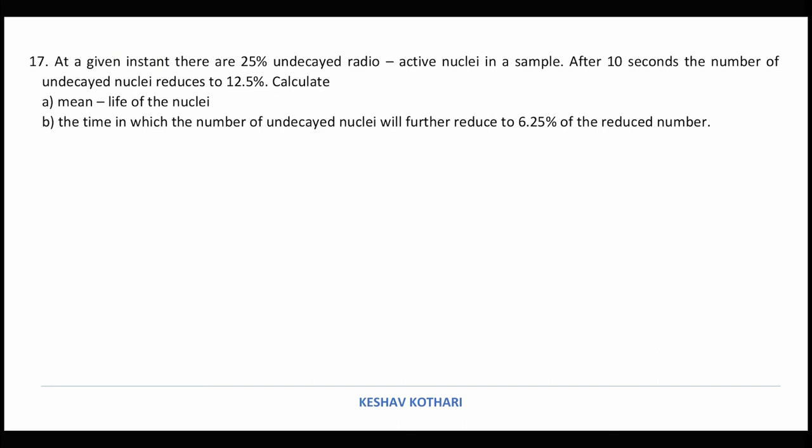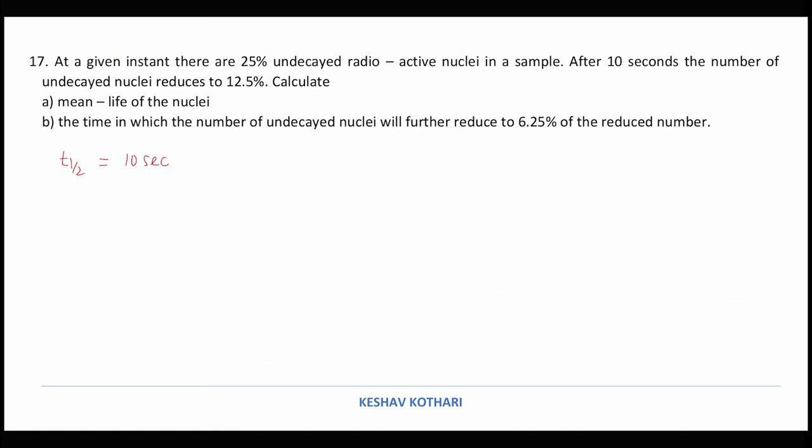Now this one is a very simple problem if you look from the perspective of radioactivity. Radioactivity follows first order chemical kinetics. From the given information, it is clear that the half-life of the radioactive nucleus is 10 seconds, since half the amount is consumed in 10 seconds, that is 12.5% is half of 25%. So over here I can say that the half-life T half can be written as 10 seconds.